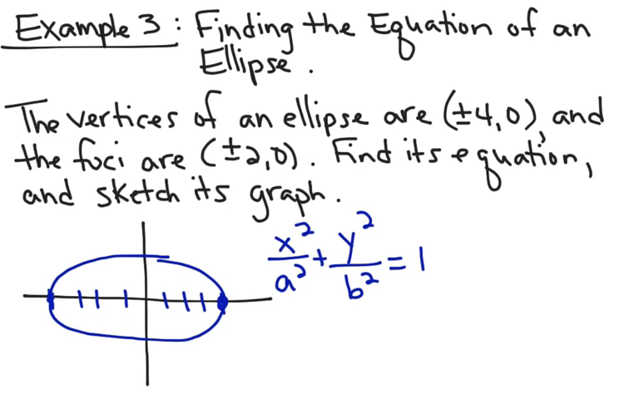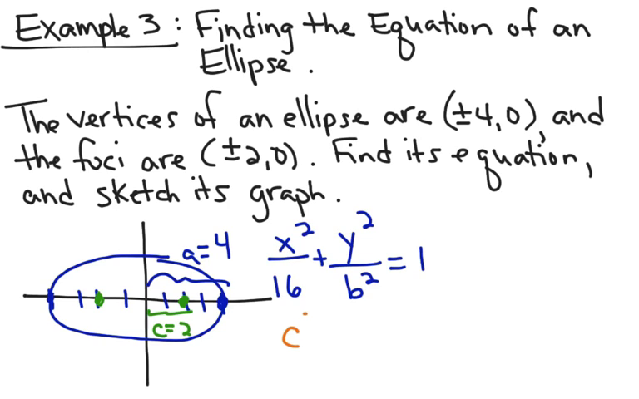The foci are at 2, 0 and negative 2, 0. That means that c is 2. And a, we found out here, is 4. The only thing I don't know is b, so at least I know now that I can get rid of this, and a squared is going to be 16. The only other thing I got to find out is what b is.